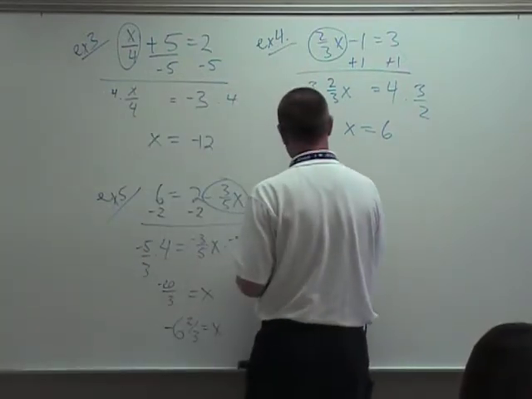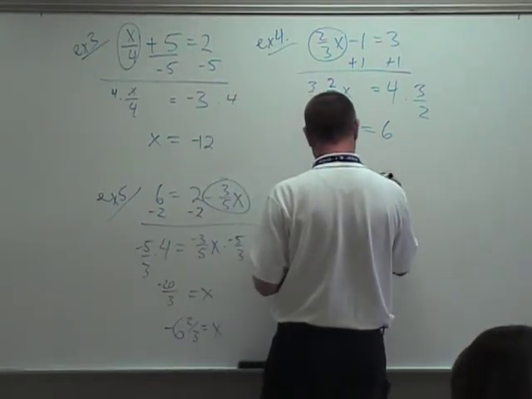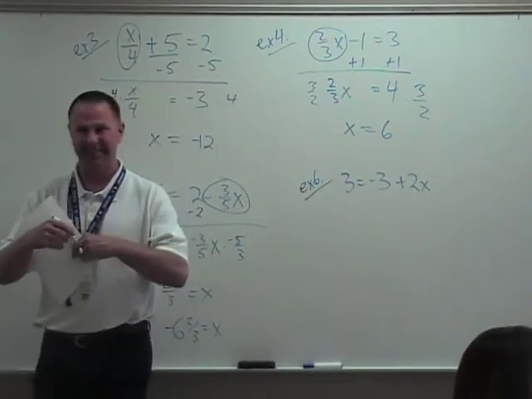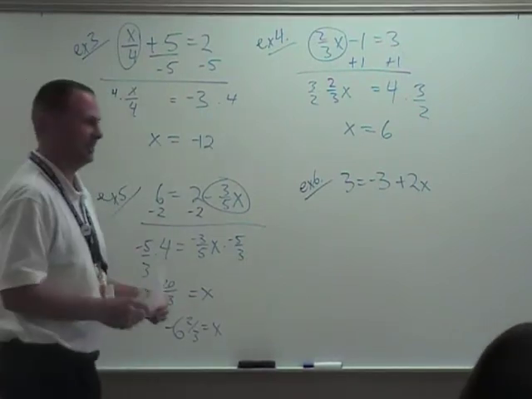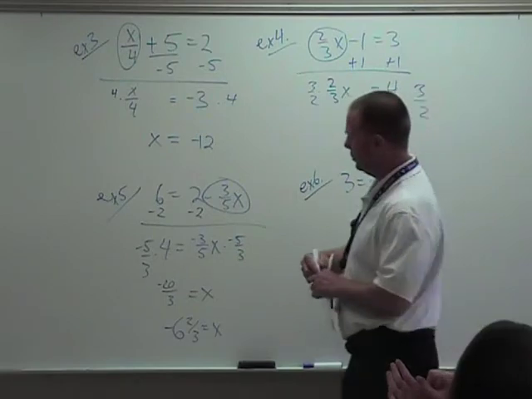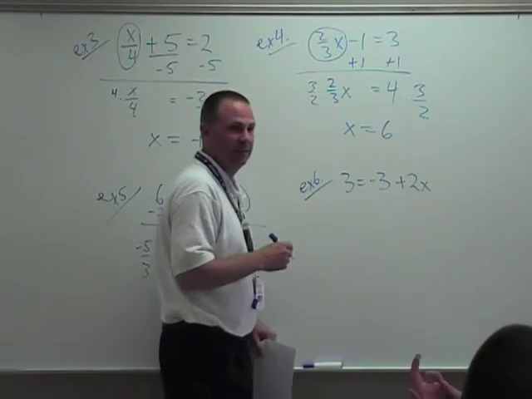Example 6. I'll get this one right. 3 equals negative 3 plus 2x. I'll try to make this a little easier to get. All right, 20 seconds. Oh, that's good. All right, everybody looks like they're doing a good job with their steps. I want you to start showing your work. Everybody hear me? Start showing your work.